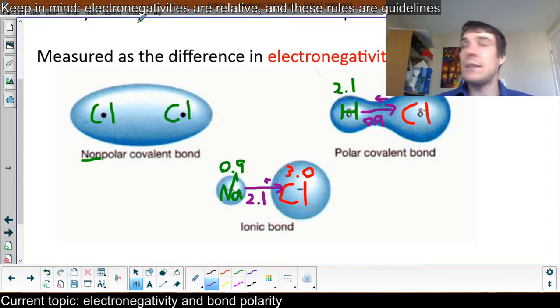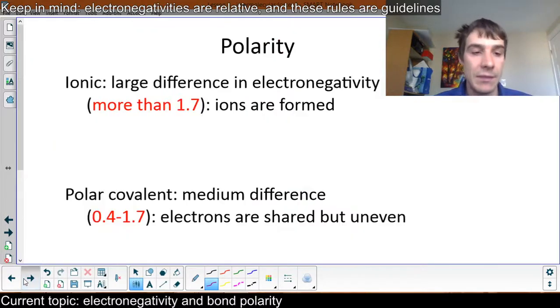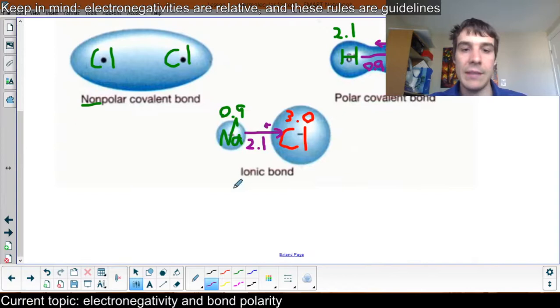Remember that electronegativities are relative, and also these rules are generally guidelines, but here are some guidelines that can help you understand the relative strengths of these bonds. Here's the general rule that a lot of chemists agree on. Ionic bonds are typically a difference in electronegativity of more than 1.7. So our sodium chloride certainly fits that with a difference of 2.1, because that's 3.0 minus 0.9.